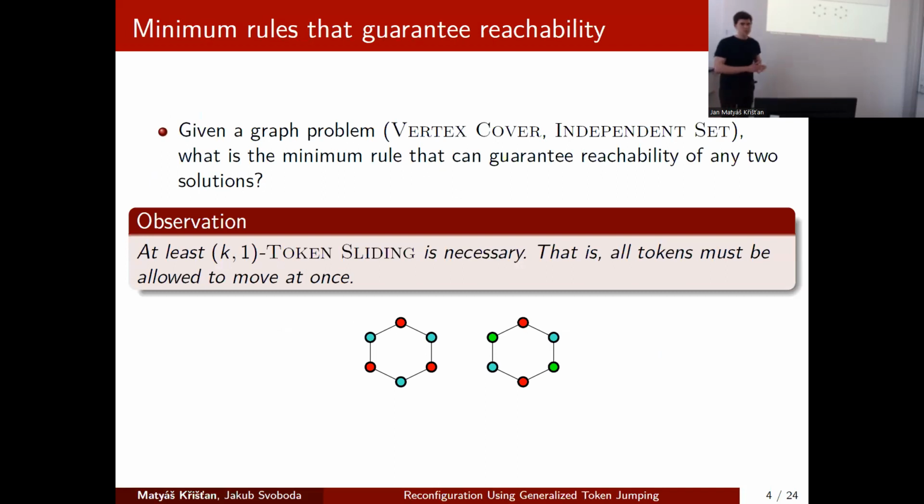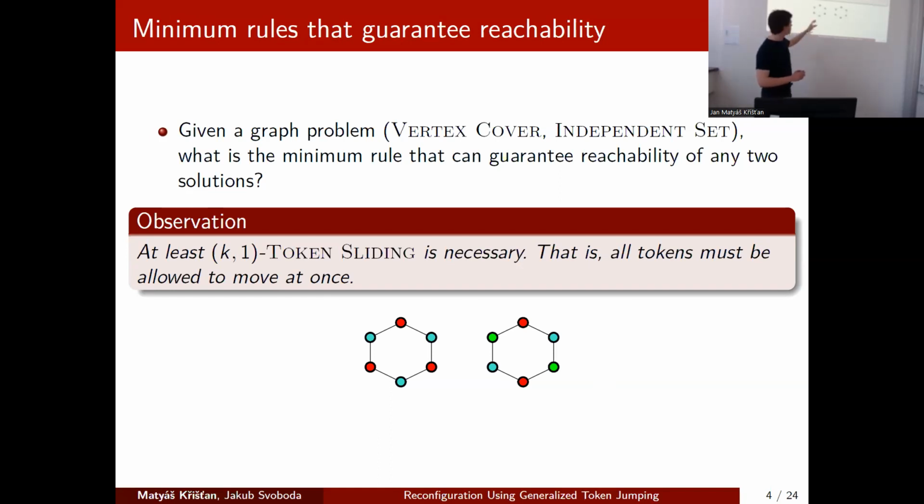So we will try to search for some minimal rule that will guarantee us that we can reconfigure any solution into any other. And first, there is an easy lower bound that we will need, in some instances, every token to move. If we look at cycles, then for vertex cover and independent set, there are only 2 disjoint minimum solutions for vertex cover and 2 disjoint maximum solutions for independent set. And to move from one to the other, there is no other intermediate solution that we can use. So we have to move directly between them, and therefore we have to move every token at once.